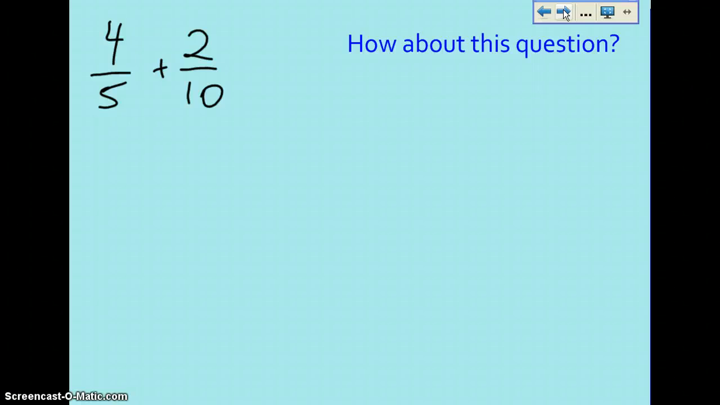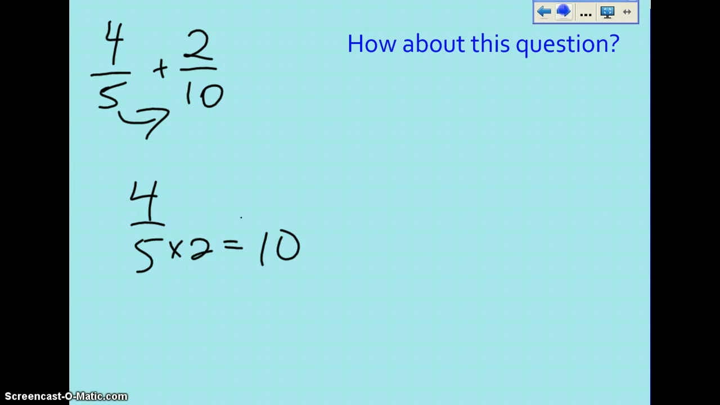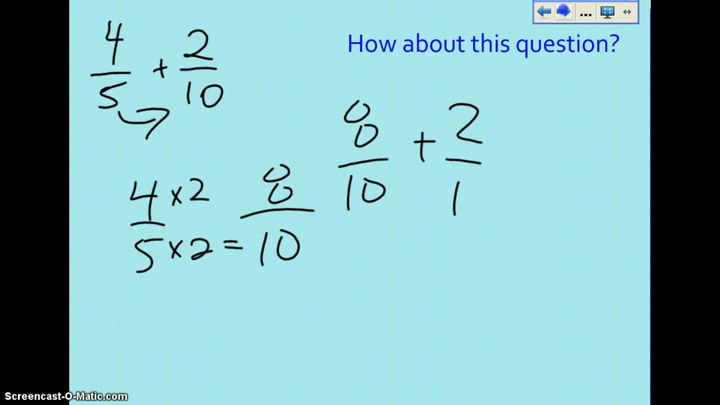4 over 5 plus 2 over 10. I need to get this to a common denominator. So the 4 over 5, I know that 5 times 2 equals 10. So I have to do the same to the top. So that's 8. So 8 over 10 plus 2 over 10 equals 10 over 10.